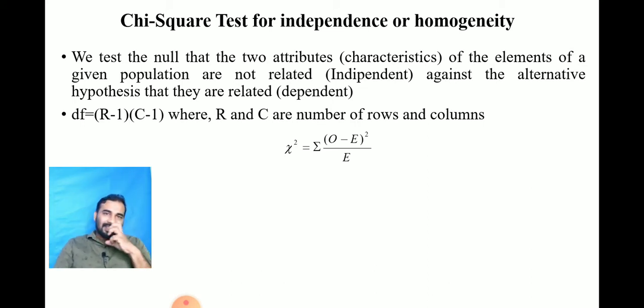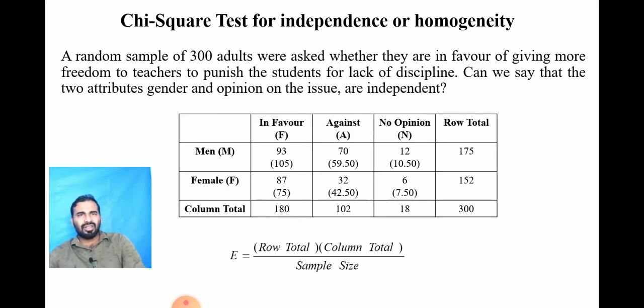But in this test, as I told you before, the degrees of freedom will be different. Here the degrees of freedom would be (r minus 1) times (c minus 1), where r is the total number of rows and c is the total number of columns. We will see what these columns and rows are. To learn this, let us learn by doing. Let me take an example.